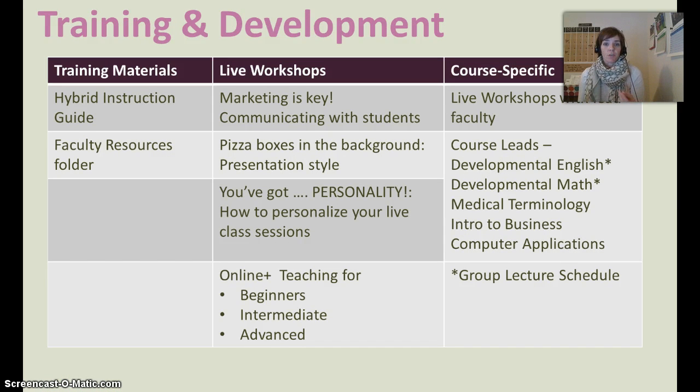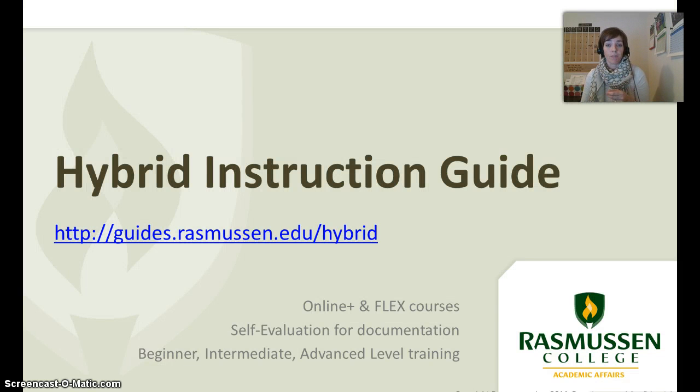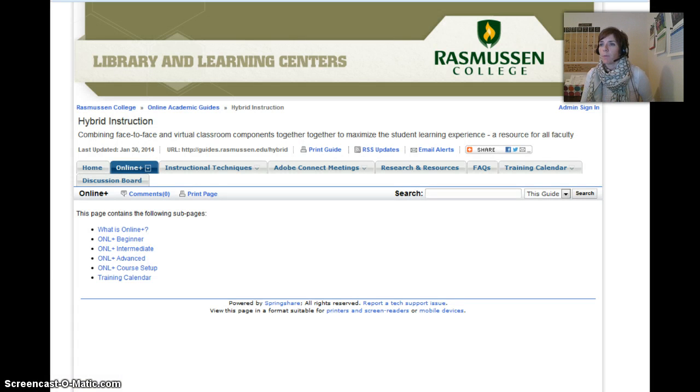Last week, January 30th, from the Office of Professional Development, you saw an email come through about training opportunities, signing up for live training, and a hybrid instruction guide that's been created for you. I want to walk you through that hybrid instruction guide for Online Plus and the resources that are available for you. So when you log into the hybrid instruction guide, you can see the URL right here, guides.rasmussen.edu/hybrid. Click on the Online Plus tab and you're going to see this page here.